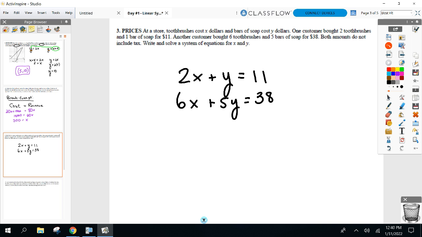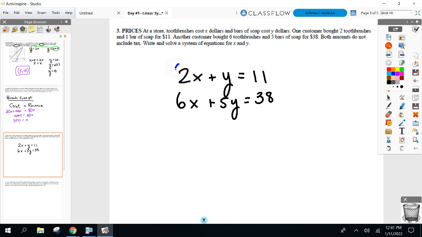Can I eliminate the X's right away? No, they're not opposites. How about the Y's? Nope, they're not opposites. So you remember what you had to do way back in the day? You have to multiply by a number. All right? There's a lot of options we have right now. Everyone see how I have 5Y down in the second equation? I would cancel that out with a negative 5Y. So how could I get a negative 5Y out of this first equation? Multiply it by negative 5. Or, if you didn't see that first, maybe I could make this into a negative 6X, and instead of multiplying by negative 5, multiply it by negative 3. Okay, you got options.